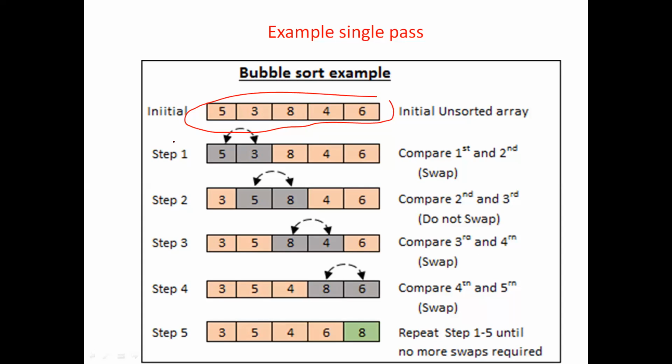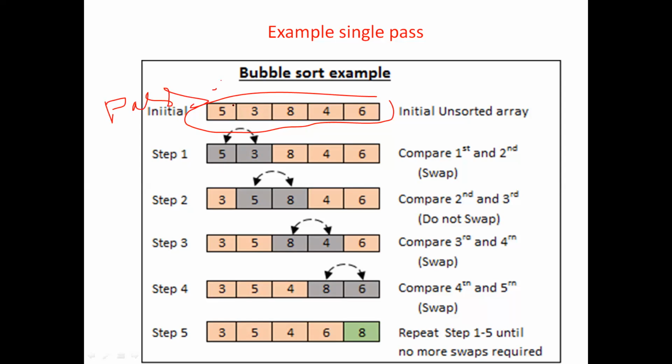In the first iteration, you will do steps. These are the 5 steps. It can be any number of steps. For example, we have 5 elements in this array. So it is an unsorted one. So the first element, what we are doing is the first pass. This is pass number 1.